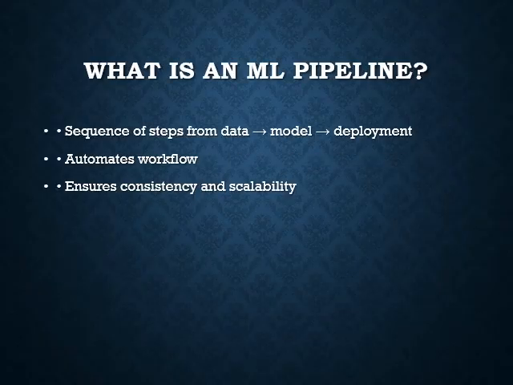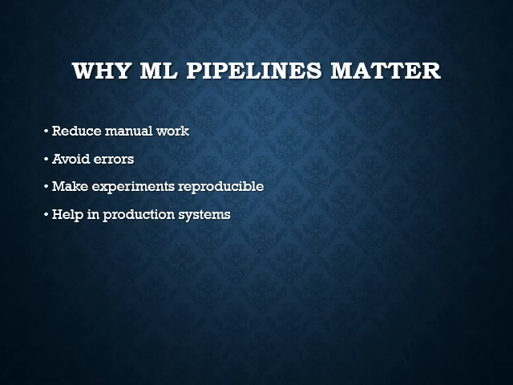What is an ML pipeline? An ML pipeline is a sequence of steps that takes data from raw form all the way to a trained, deployed model. It automates the workflow and ensures the process is consistent every time.